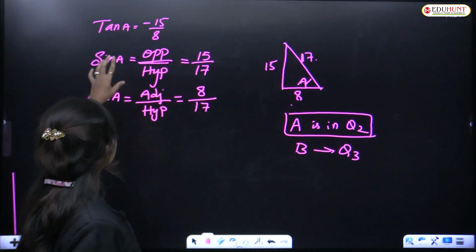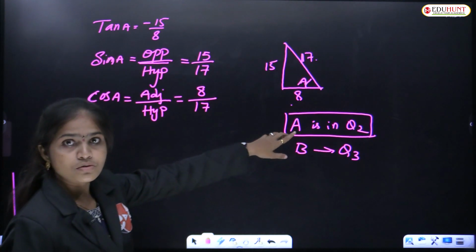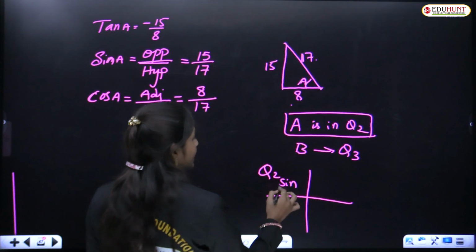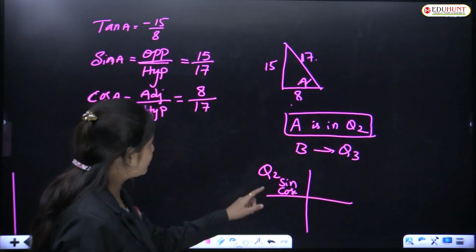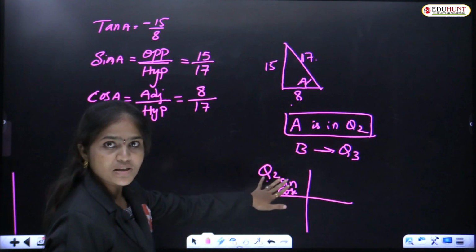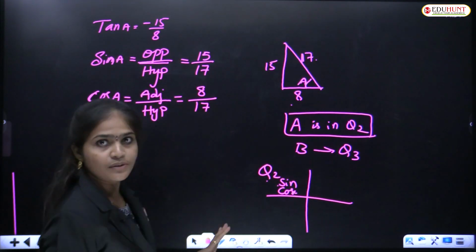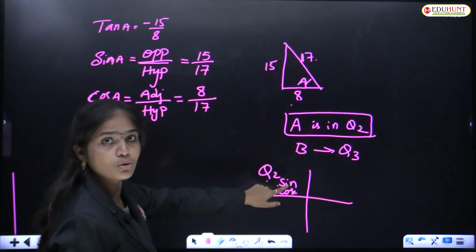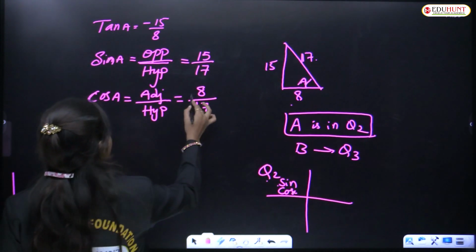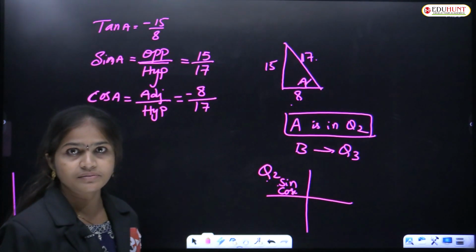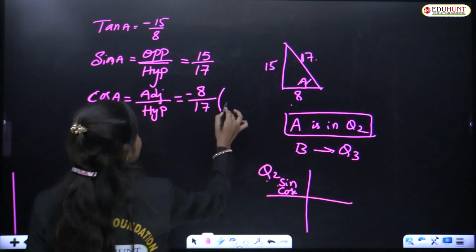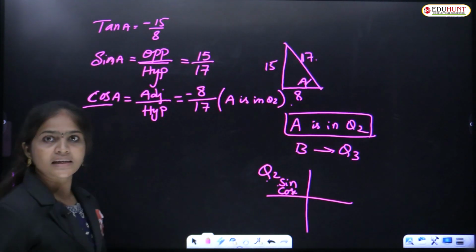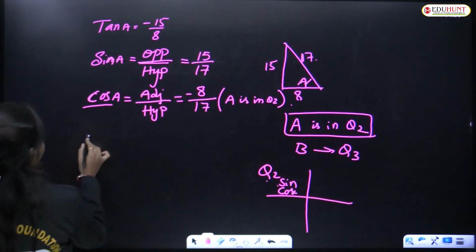Now here, what I am saying? Sin A. So A is in Q2, which means quadrant 2. Here is sin positive or negative? Sin and cosecant are positive, no? So in Q2 sin is positive only. So that's why sin A is positive. Next, cos A. Here sin and cosecant are positive, cos is negative. So that's why this is minus 8 by 17. Why? Because the condition is A is in Q2. In Q2 cos is negative. Clear? Yes.